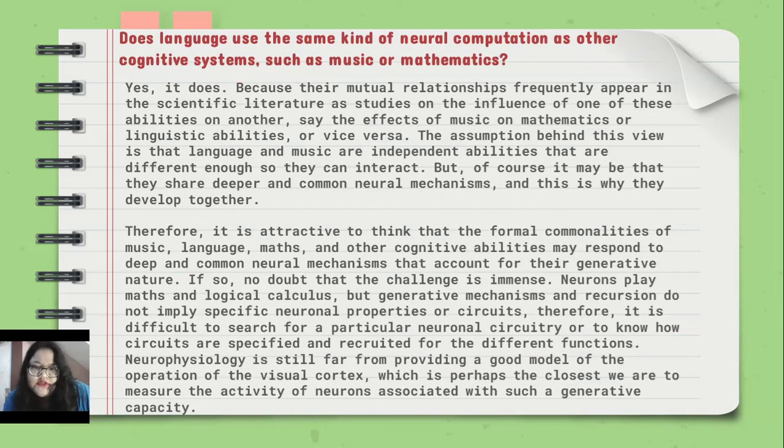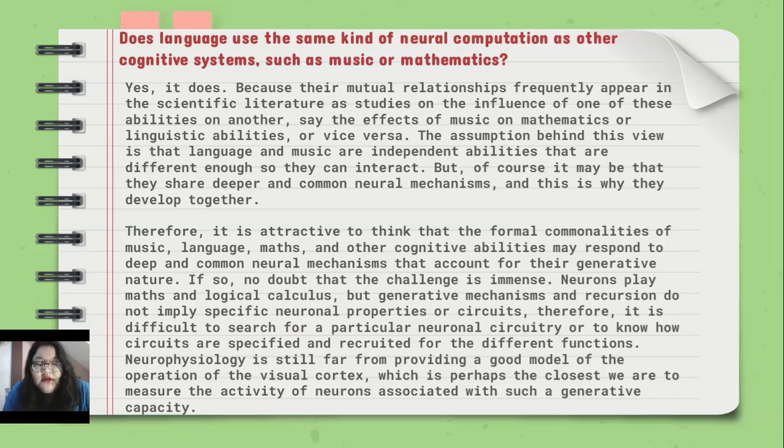Does language use the same kind of neural computations as other cognitive systems, such as music or mathematics? Yes, it does, because their mutual relationship frequently appears in the scientific literature as studies on the influence of one of these abilities on another, say the effects of music on mathematics or linguistic abilities, or vice versa.